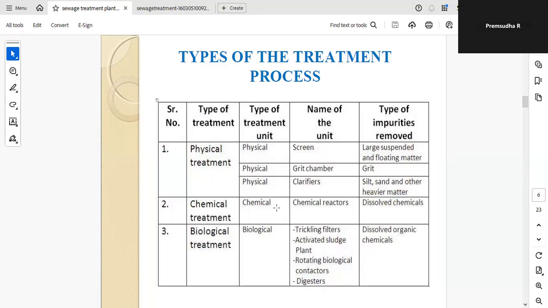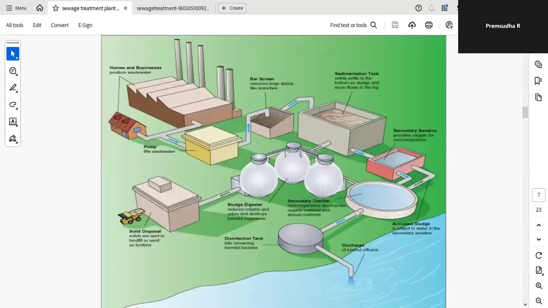Then chemical reactors are used to remove the dissolved chemicals. Then biological treatment removes the biological matter. Trickling filter, activated sludge, rotating biological contactors, and digester are used to remove the dissolved organic chemicals.